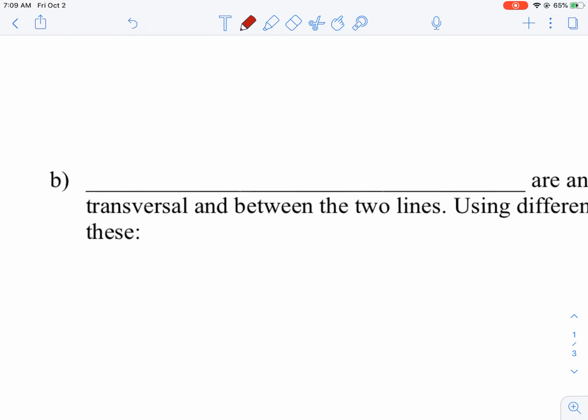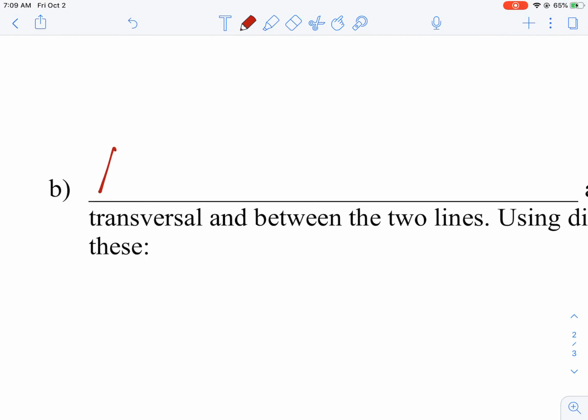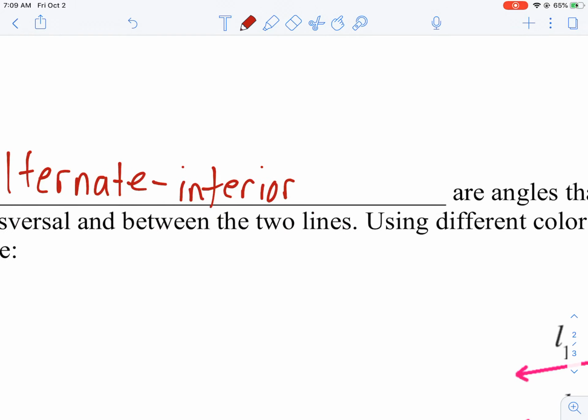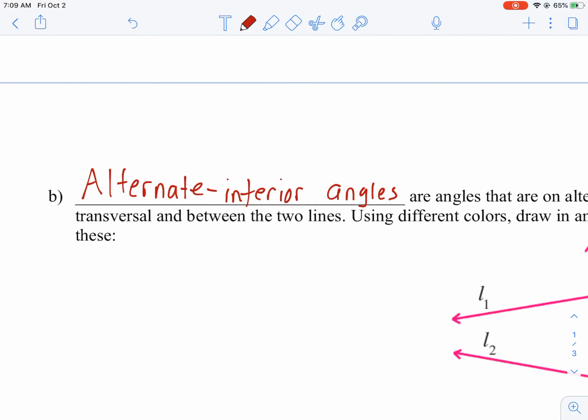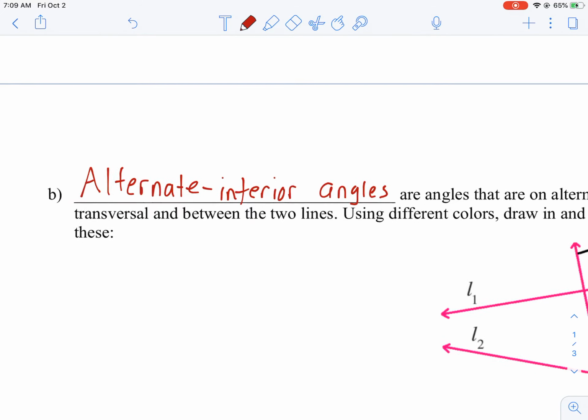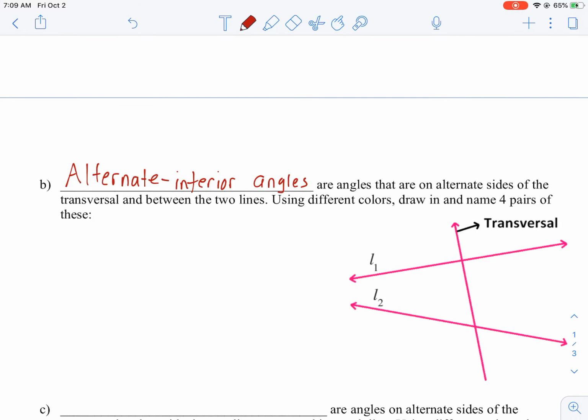The next one that we're going to talk about, this one is probably the most used one. It's going to come up a lot in proofs, okay? Not just in this chapter, but in subsequent chapters as well, just giving you a heads up. That's alternate interior angles, okay? So if you know what alternate means and you know what interior means, you can figure this out. It's angles that are on alternate sides of the transversal, so that means opposite sides, all right? And between the 2 lines. So interior, right, means inside. All right, so they're in between the 2 lines.